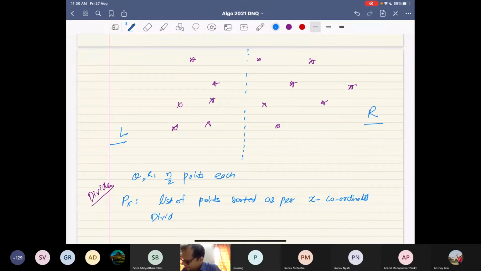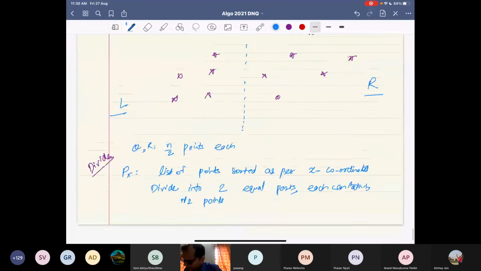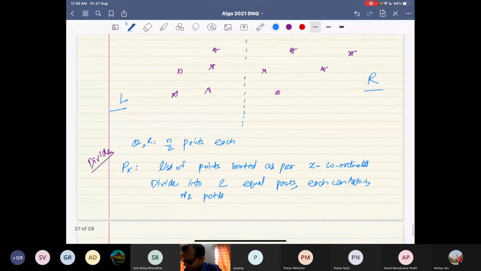So divide into 2 equal parts, each containing n by 2 points. Right? So that means a vertical line will be there in the divide.